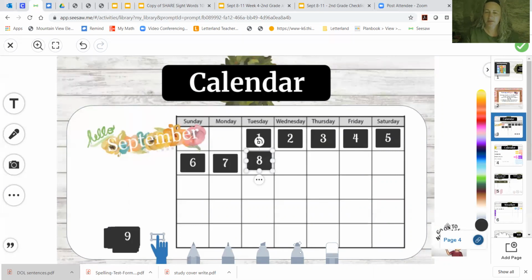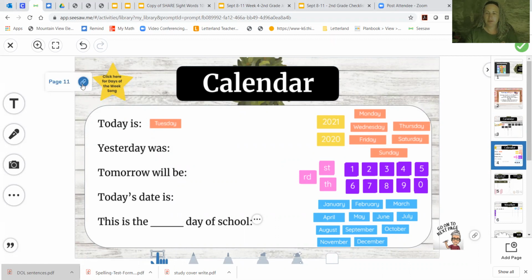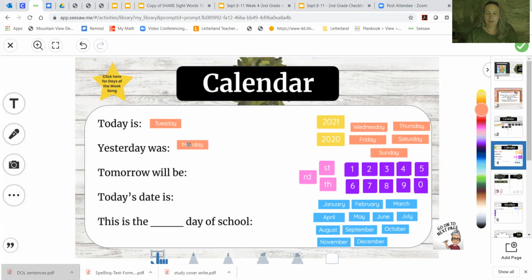Now we're going to go down to this next page. So it's calendar math like you did in class. Now right here it says today is. Well, we already said it's Tuesday, so we're going to move Tuesday over. Yesterday was. Now if you kind of forget your days of the week, what came before Tuesday, you can click up here and listen to the Days of the Week song to help you out. But I know that the day before Tuesday was Monday. That's the day we are off for Labor Day. Tomorrow will be, so if I go Monday, Tuesday, Wednesday, tomorrow's going to be Wednesday.